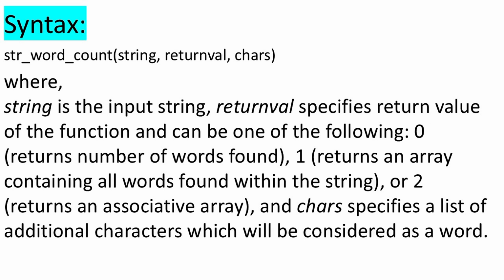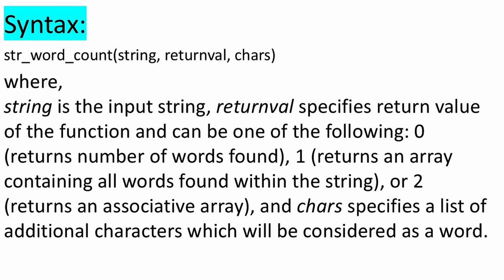This function is written as str_word_count, string, returnval, chars. It might look a little complex at first, but it's actually quite simple once you understand each part. The first parameter, called string, is the text you want to analyze, basically the input string from which PHP will count the words. The second parameter is returnval, which tells PHP what kind of result you want from the function. This value can be 0, 1, or 2, and each number changes the type of output you'll get.